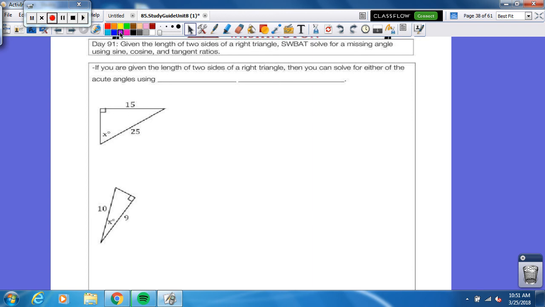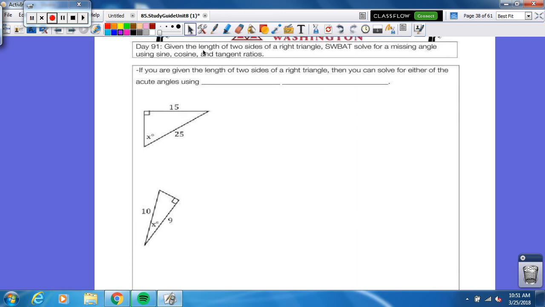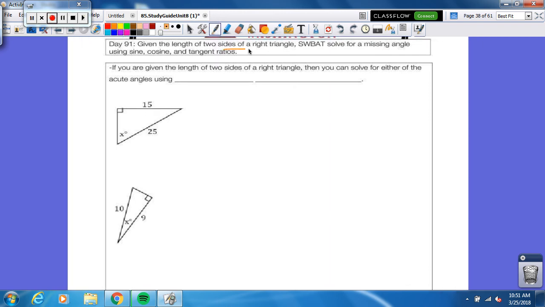Okay, so what are we going to do today? We're going to be given the length of two sides of a right triangle. Students will be able to solve for a missing angle using sine, cosine, and tangent ratios. If you're given the length of two sides of a right triangle, then you can solve for either of the acute angles using sine, cosine, or tangent. Check it out.